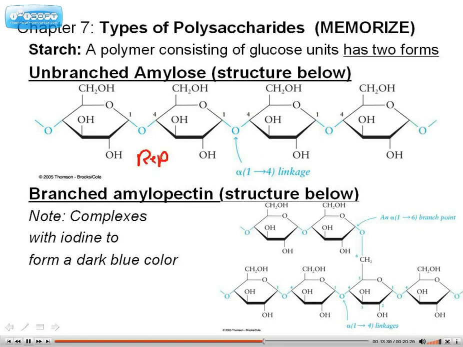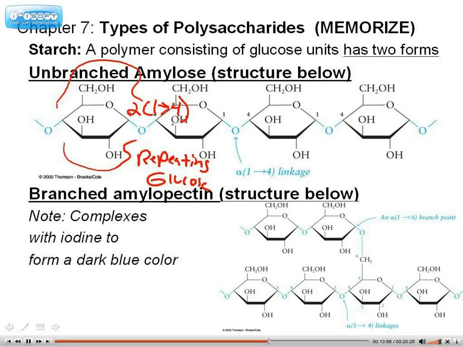So it's repeating, before I was rudely interrupted, glucose. Having memorized the Haworth structure of glucose, it's going to be alpha 1 arrow 4. That's a glycosidic linkage for all of these. And they'll all be facing down, just as it's written right here.